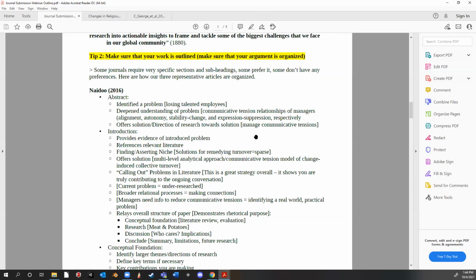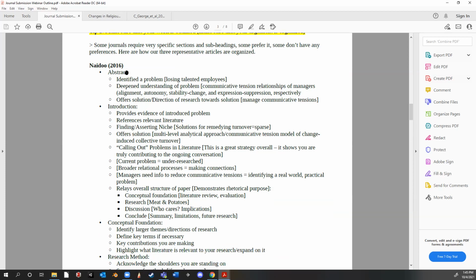Now, some journals require really specific sections, subheadings, right? Some require an abstract, some require a methodology section or a literature review section. Some might split your methodology section into a theories section and a methodology section. Regardless, all these journal articles are essentially following the same trajectory, which is first an introduction, introducing some kind of problem of study. It doesn't have to be a real-world, tangible problem. It can be just a problem of interpretation within your field.